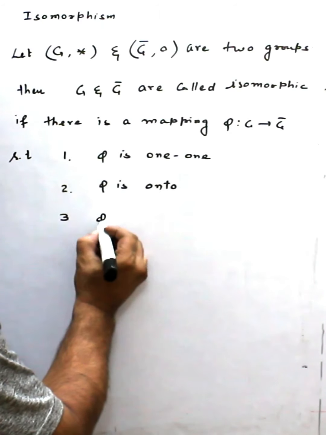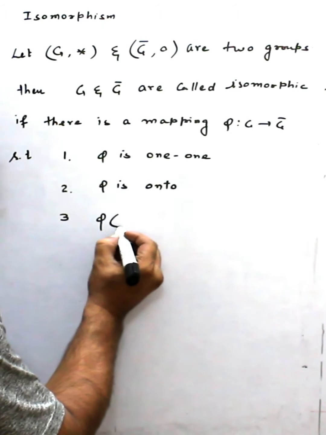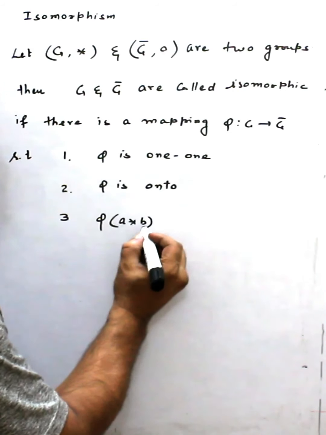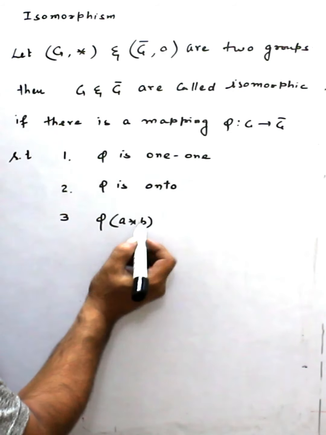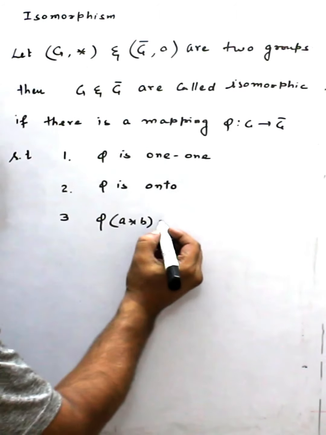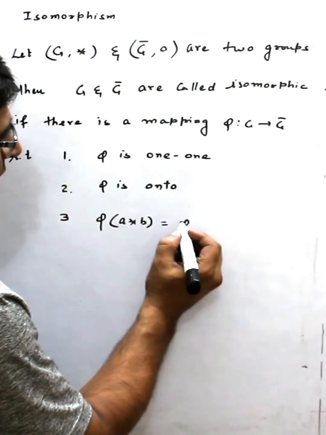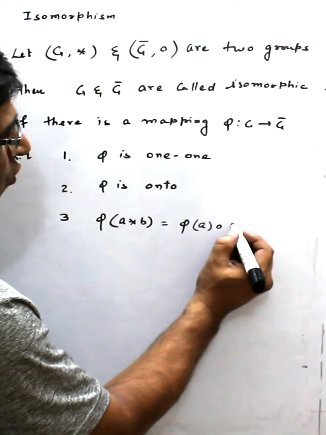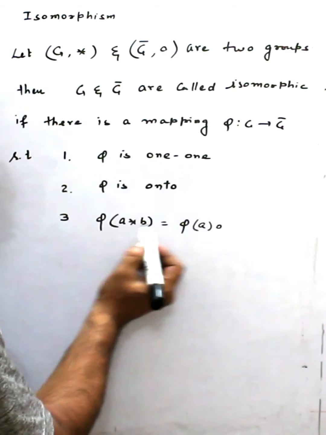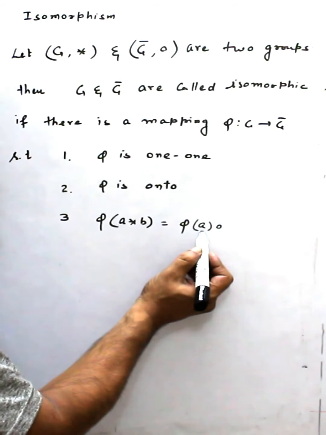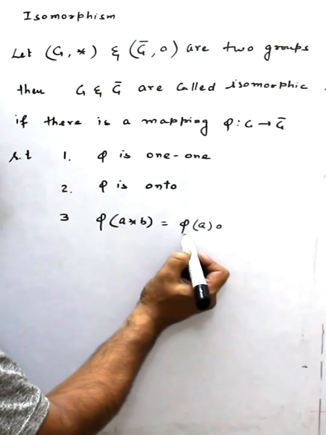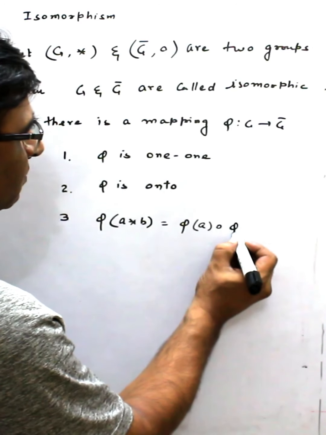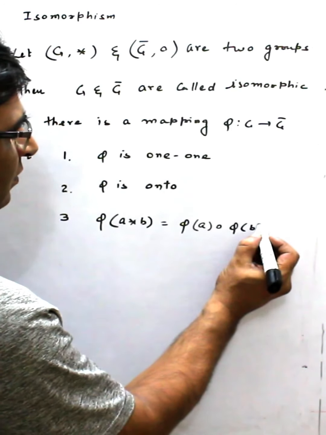That means phi of A star B, obviously A, B are elements of G, and the operation we use is star, equals phi A O phi B, because A is an element of G and phi A is an element of G bar. So this becomes this.